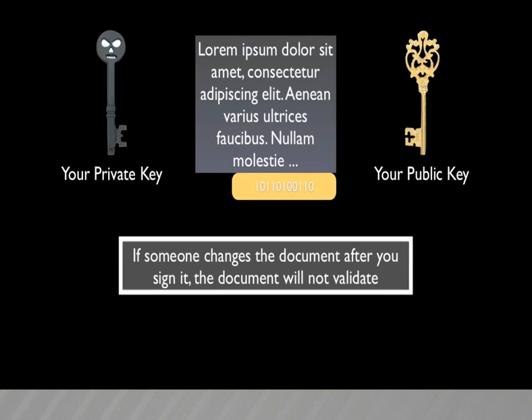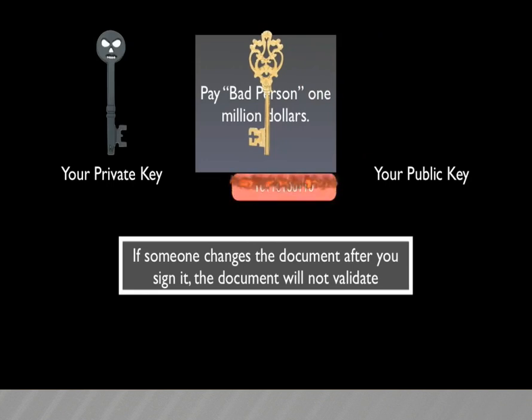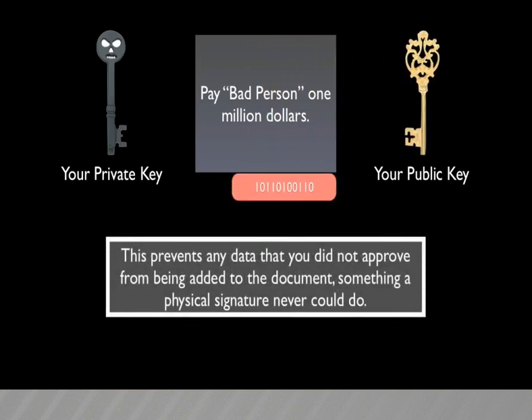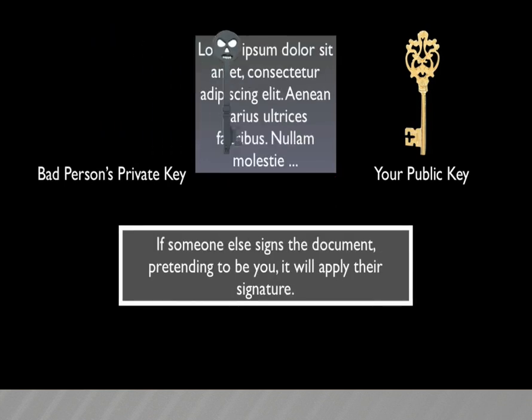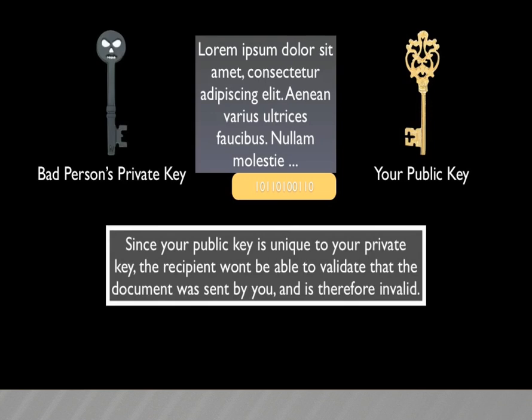If someone changes the document after you sign it, the document will not validate. This prevents any data that you did not approve from being added to the document, something a physical signature never could do. If someone else signs the document pretending to be you, it will apply their signature. Since your public key is unique to your private key, the recipient won't be able to validate that the document was sent by you and it is therefore invalid.